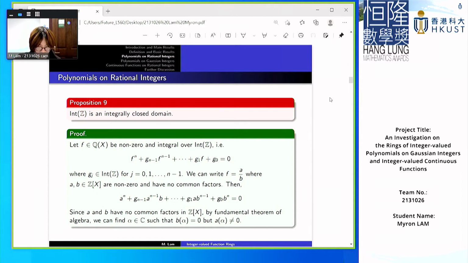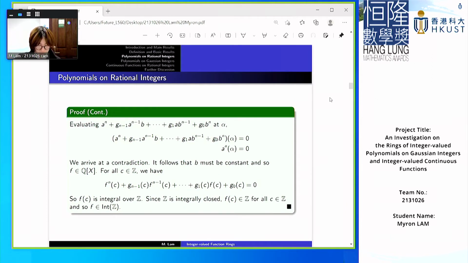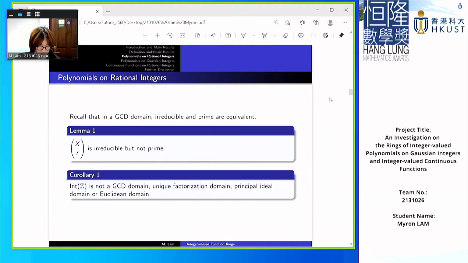Next, if a rational function f in Q(x) is non-zero and integral over Int(Z), then f must be a polynomial over Q. For all c in Z, f(c) is integral over Z, and since Z is integrally closed, f(c) belongs to Z, and so f belongs to Int(Z). Lastly, x is irreducible but not prime, so the ring is not a GCD domain.